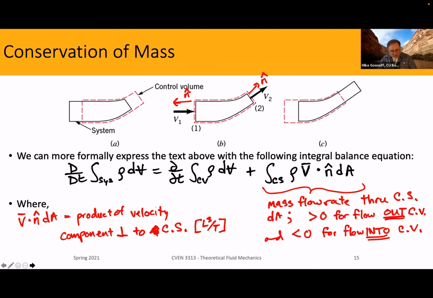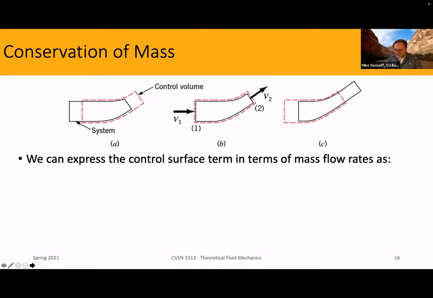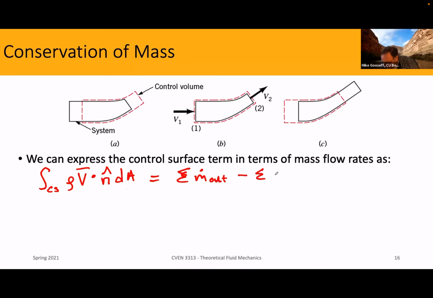So now we can start to simplify. All right, so let's take this and try to simplify it a little bit. So first of all, we can express the control surface term, i.e. the second term on the right-hand side, in terms of mass flow rates. So in other words, this integral over the control surface of rho v dot n hat dA, we can set equal to the sum of the mass outflows minus the sum of mass inflows. Okay?